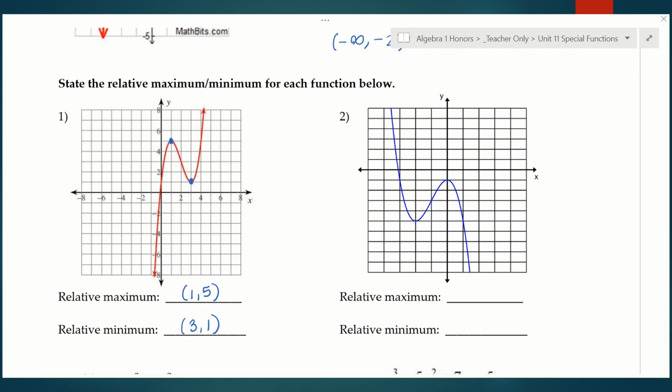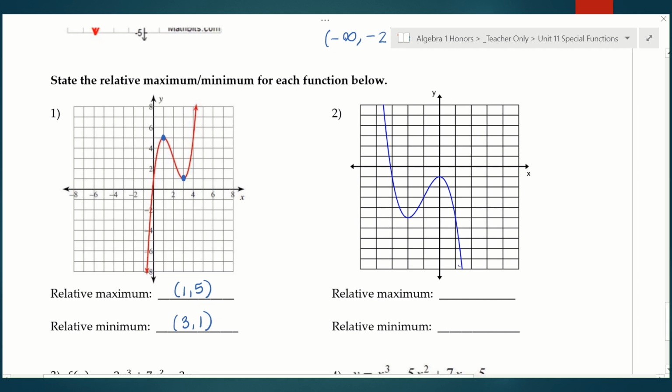Another one here, so we'll just assume there's arrows here. Sometimes when I create these graphs, I can't get the arrows on the end. So for the relative maximum, we're looking at this point right here, which has a coordinate point of (0, -1). And the relative minimum is this point right here, which has coordinates of (-2, -5).